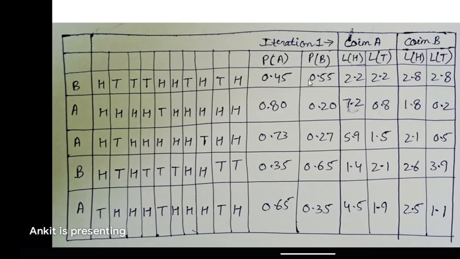So to find the LH for point A, or to find the likelihood of getting head for point A, we use the formula LH equal to probability of A, that is 0.45, into number of heads. So 0.45 into number of heads, 1, 2, 3, 4, 5. 0.45 into 5. The result will be 2.2 here.